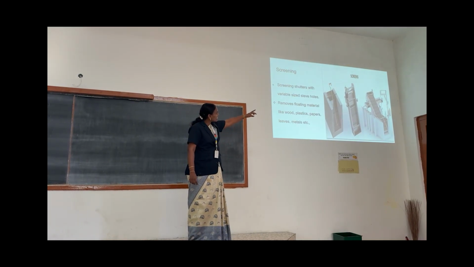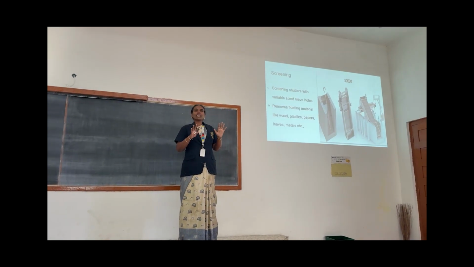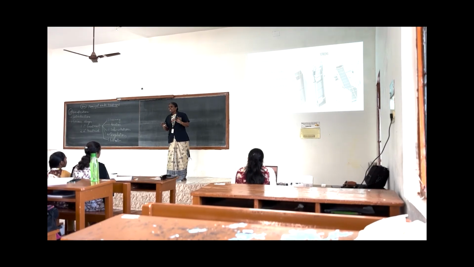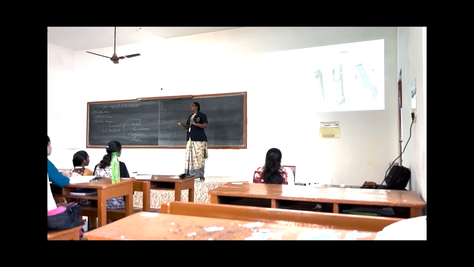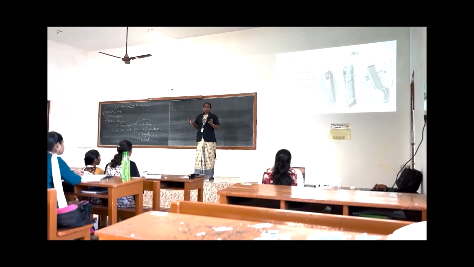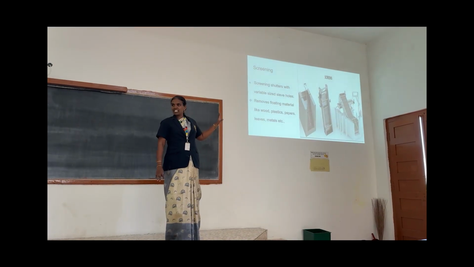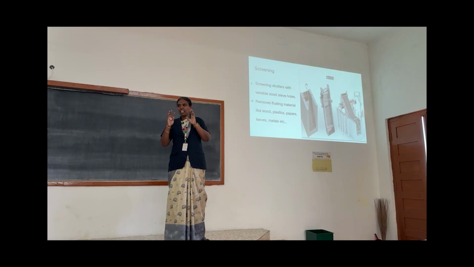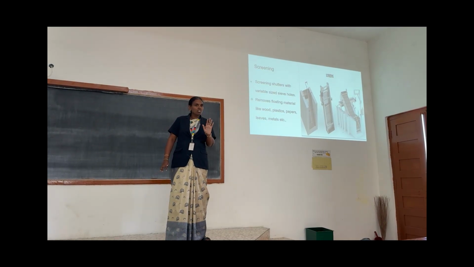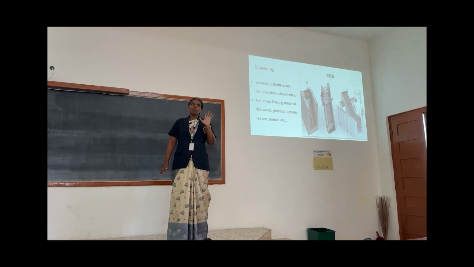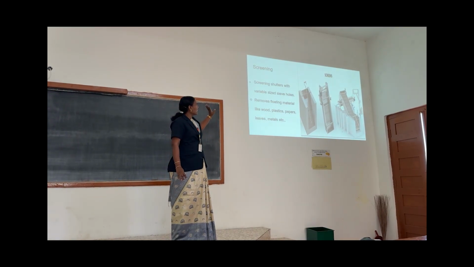So here, see, these are the shutter screens. What happens? It removes the floating materials, especially leaves, plastics, or any paper or wood, anything that is there. Have you all understood? So we are keeping shutters, and the floating materials are removed. So this is the function of screening.